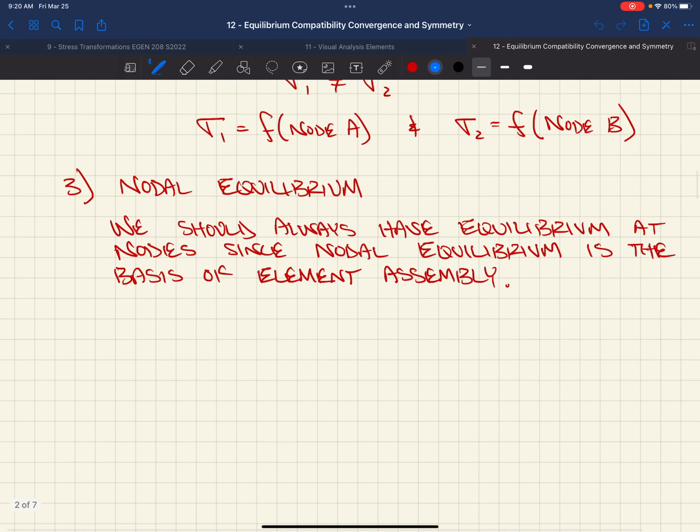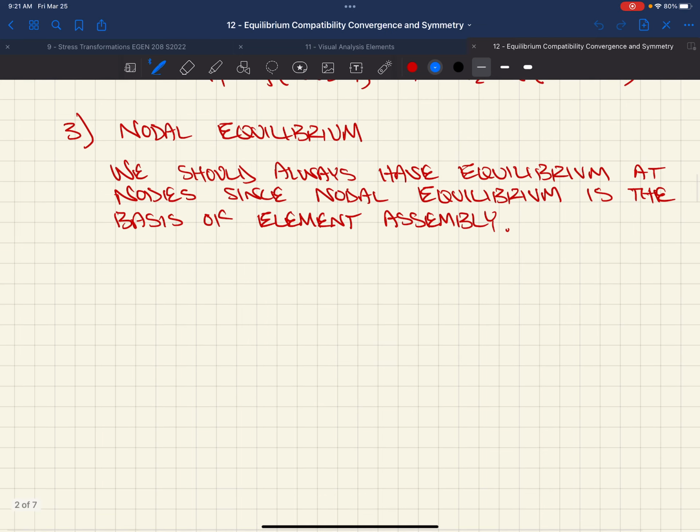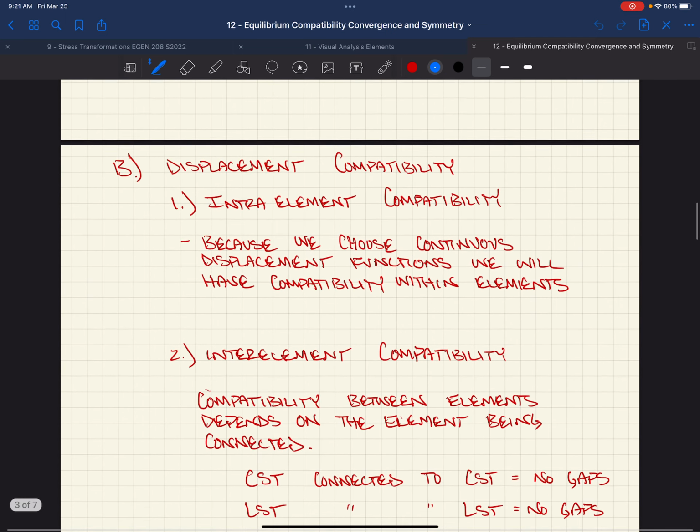Nodal equilibrium. Well, we should always have nodal equilibrium, right? That's the whole premise of the finite element method. Those are our discretized points, right? That we then assume we have equilibrium. That's when we develop our F equals KD equation, all of that stuff. So we should always have equilibrium at nodes, since nodal equilibrium is the basis of element assembly, right? We're saying that they're equal at nodes.